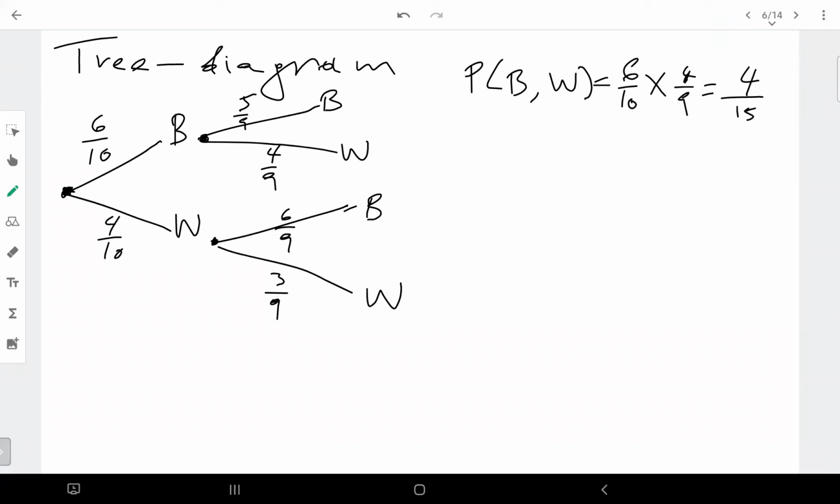Sorry to interrupt you. So that comma there by B and W, is that "and", or what is that? What does that comma mean? Is it black followed by white? Oh, so it's not black and white. No, it's black followed by white. Okay, thanks. Yeah, it is black followed by white.